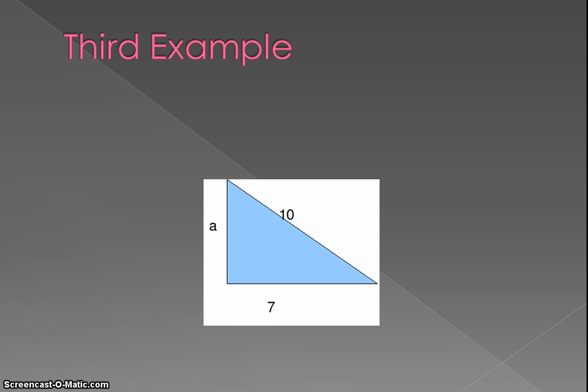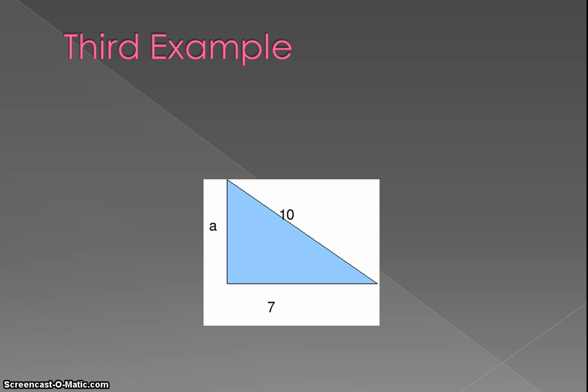Our last example is solving for a. Our first step is writing our formula a squared plus b squared equals c squared. The next step is squaring 7. 7 times 7 equals 49. So write on your paper a squared plus 49. Now we are going to square 10, which is 10 times 10 equals 100. Now your paper should read a squared plus 49 equals 100.